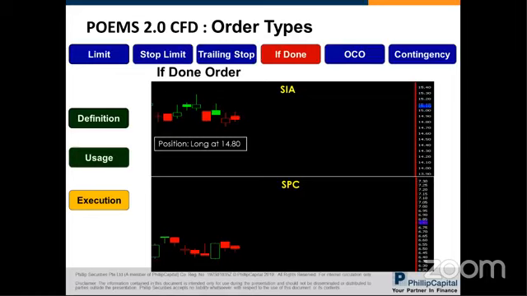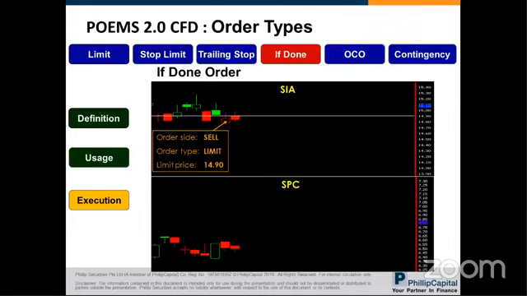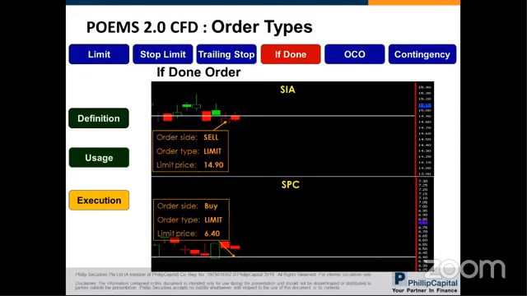If you want to place an if done order, in this case you place a SIA counter long at 1480, which is quite a way back in this case, but this is for illustration purposes. So in this case you actually long it at 1480. When you're holding a long position, you take a sell limit order at 1490, and subsequently if this is done, you want to place a buy limit order for this counter called SPC in this case.